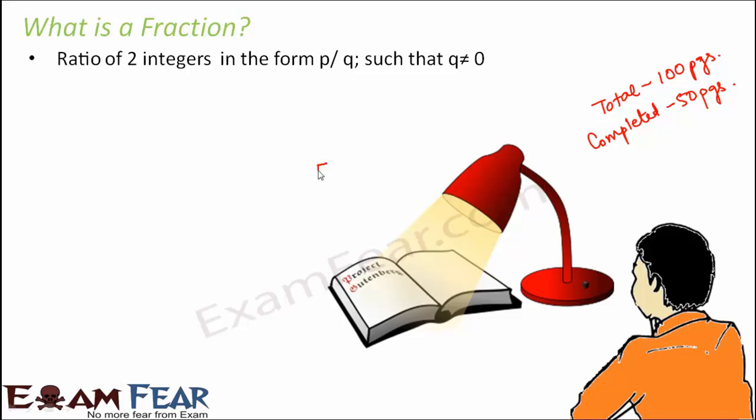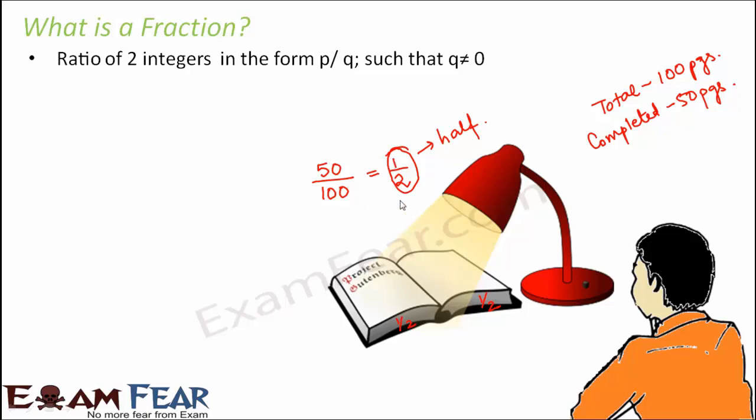This boy has read 50 pages out of 100 pages. So 50/100. What is 50/100? 50/100 is nothing but 1/2. How we simplify these things is what we will learn later, and that is our aim in this chapter. So basically we find that the boy has read half of the book. So 1/2 is nothing but half. Half of the book is already read and the remaining half is yet to be read.